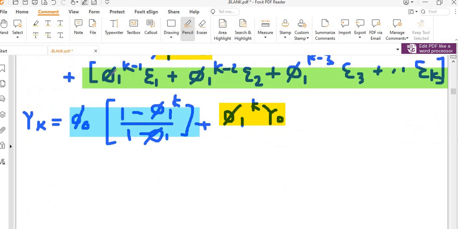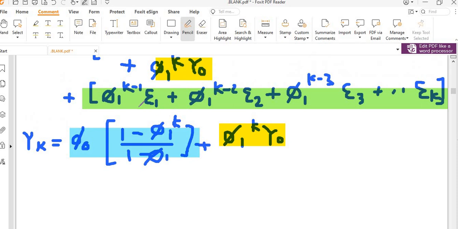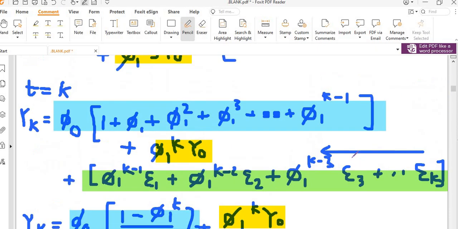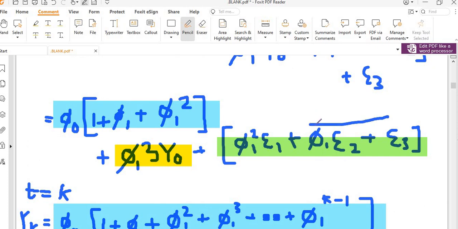Now, as I said before, there are two ways of writing this. You can either go in this direction or you can go in this direction as well. What do I mean by that? We're going to start with the opposite direction. So if we start in this direction, then the power of phi 1 keeps rising. If we look in this direction, then the power of phi 1 keeps rising, and the subscript of epsilon keeps falling.